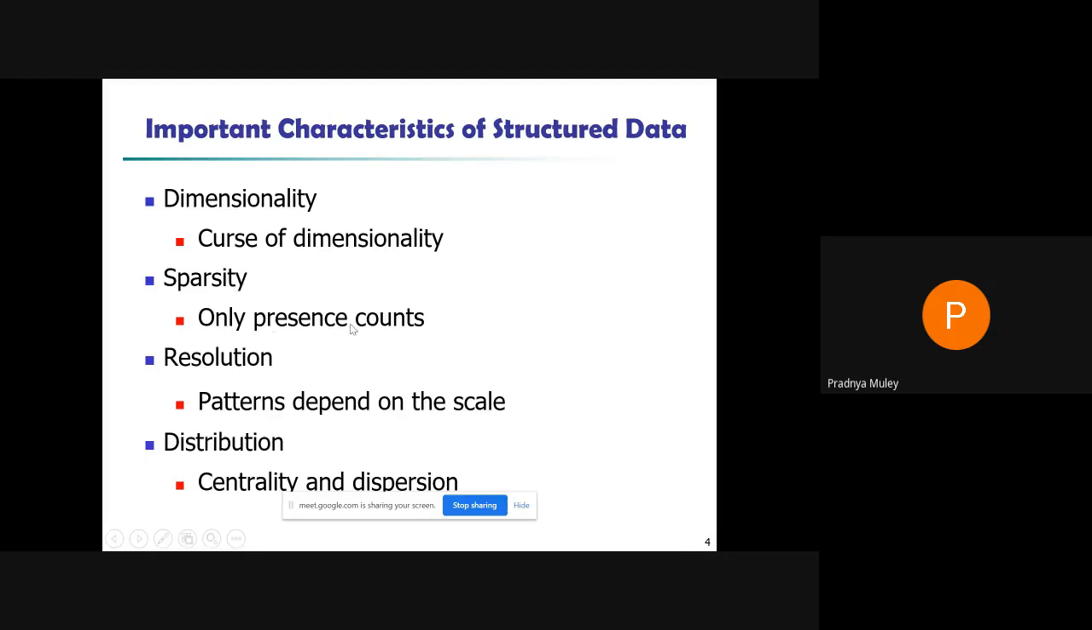Then sparsity. Sparsity means the count of the data. Then resolution, patterns depend on the scale. Data distribution, centrality and dispersion of data. So these are the important characteristics of structured data.